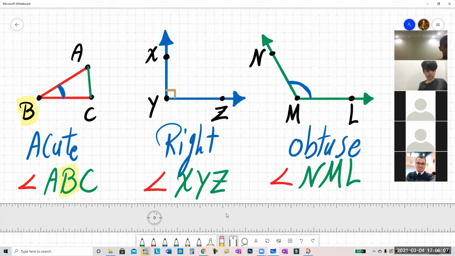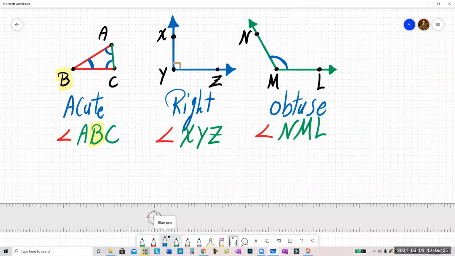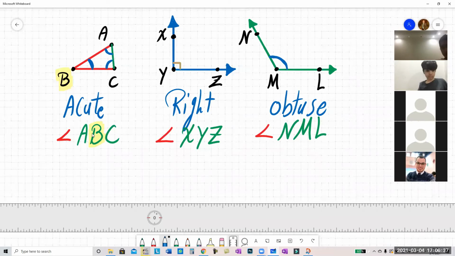But today we're going to classify triangles, identify the type of each triangle. So this is an acute angle, right? All of its angles are acute. So if all the angles of a triangle are acute, this triangle is called an acute triangle. Okay, let me just move this down.